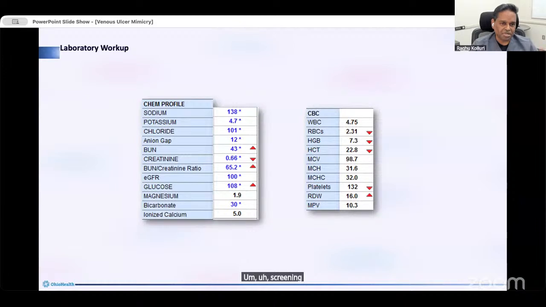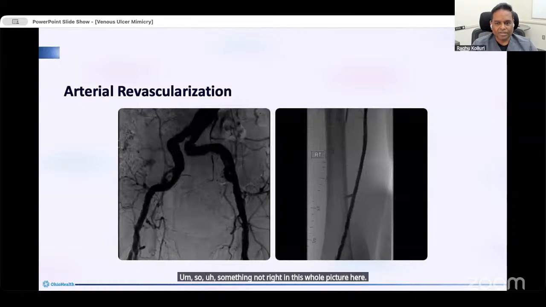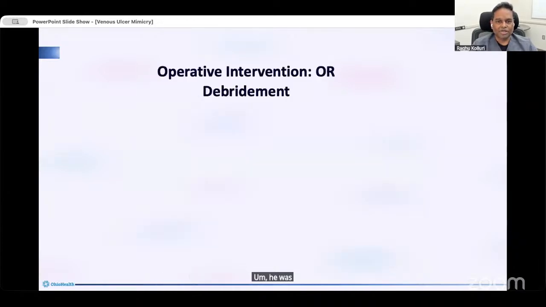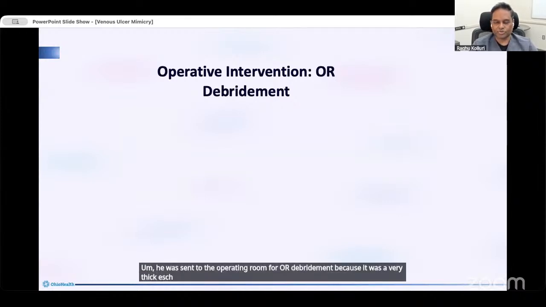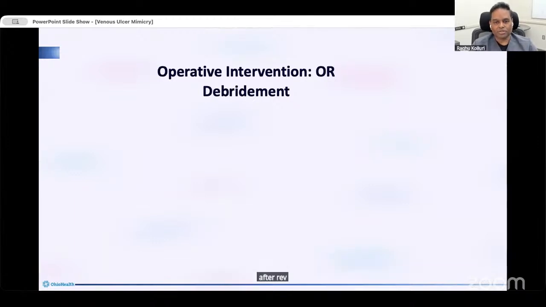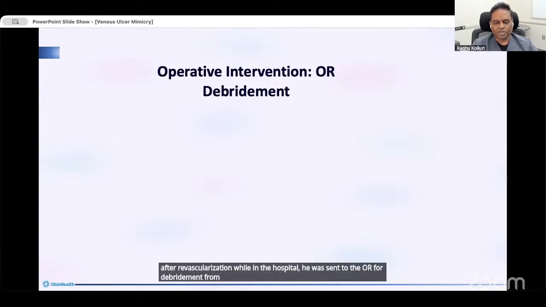Screening lab tests: BMP, some minor abnormalities, but you can see CBC shows anemia with a crit of 22.8. Platelets are down. So something not right in this whole picture here. He was revascularized quickly. The SFA was recanalized and stented. He was sent to the operating room for OR debridement because it was a very thick eschar and he was in severe pain. After revascularization while in the hospital, he was sent to the OR for debridement with plastics.